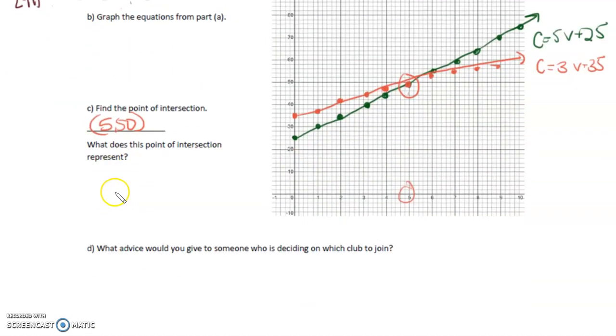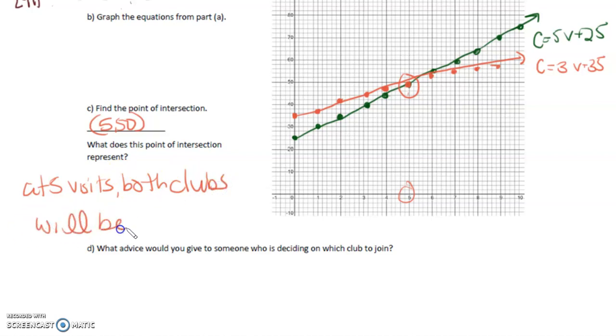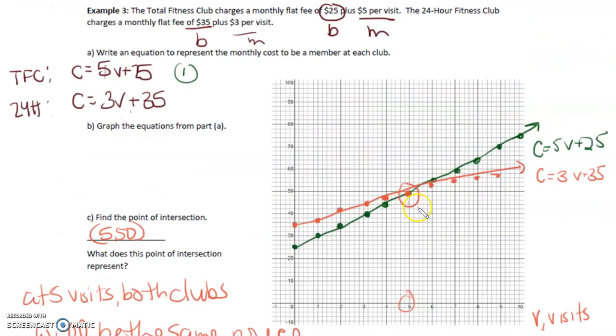Okay, what does that actually mean? That means that at 5 visits, both clubs will be the same price. Okay, and we can call this V for visits, and we can call this C for cost in dollars.